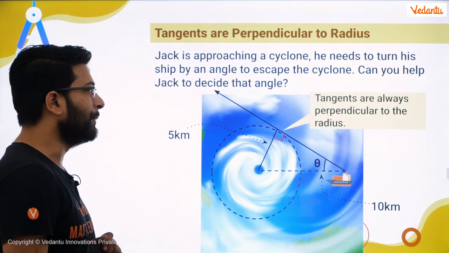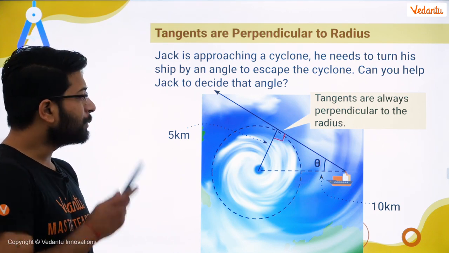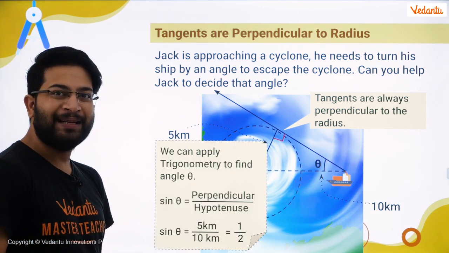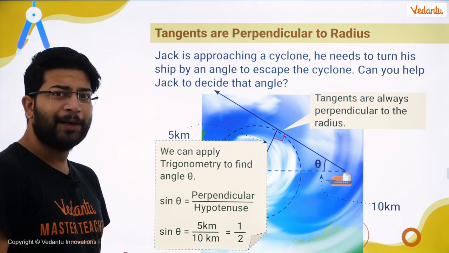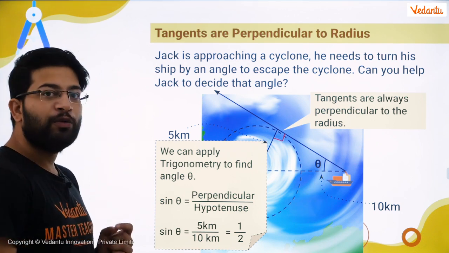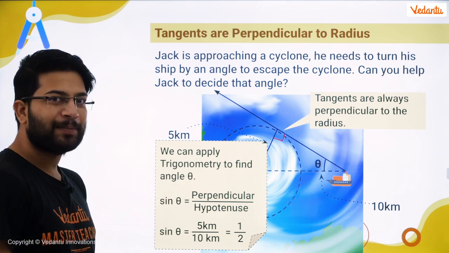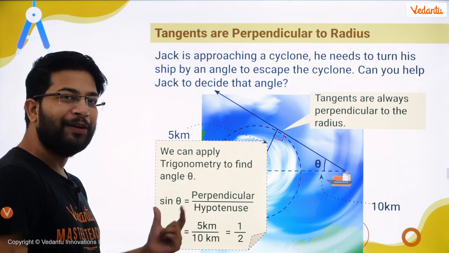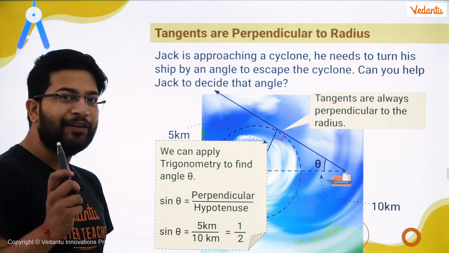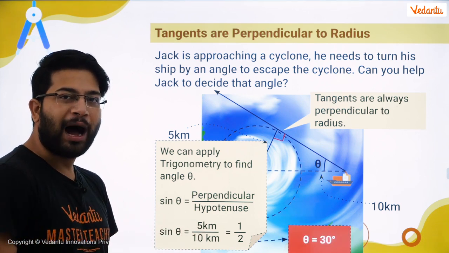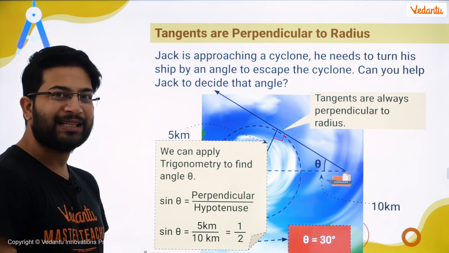Now look at this example. As we know that tangents are always perpendicular to the radius, that angle has become 90 degrees. Now we can apply trigonometry here. We know the angle we want to find, sine theta is perpendicular upon hypotenuse. We know the perpendicular, we know the hypotenuse. Sine theta is equal to half, and we know sine theta is equal to half at theta equal to 30 degrees. Easy peasy, I hope it is clear.